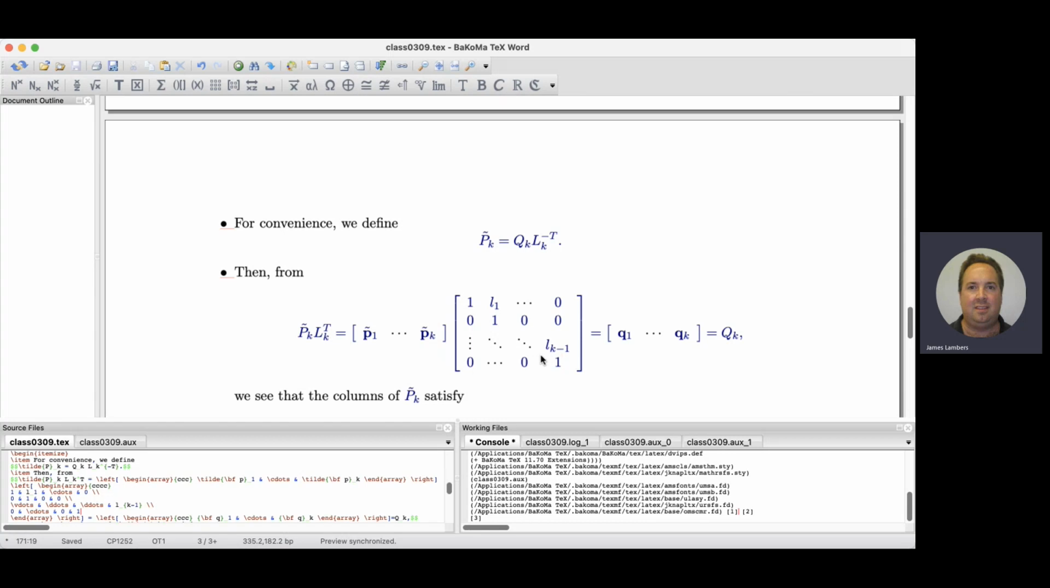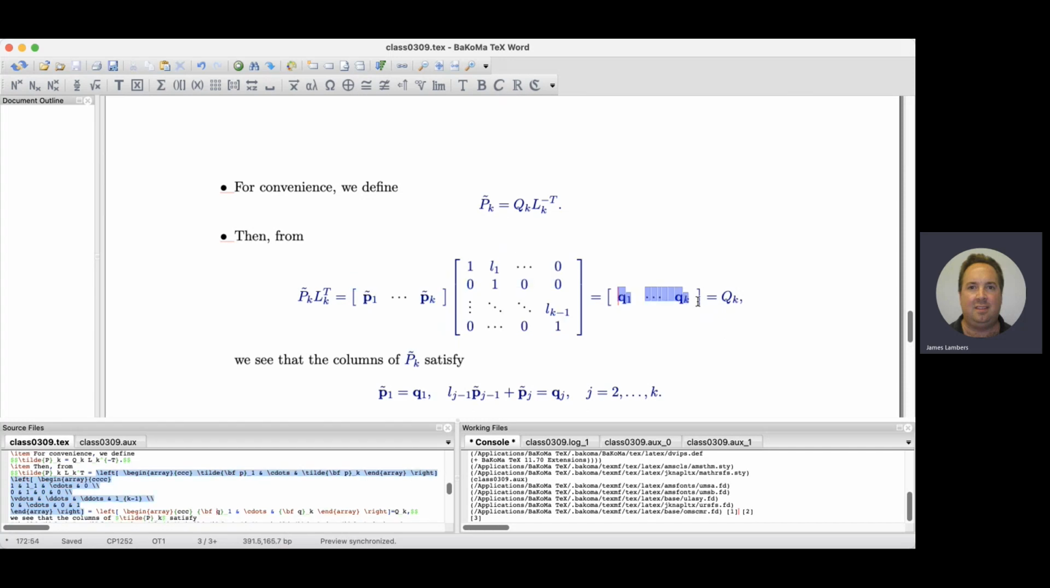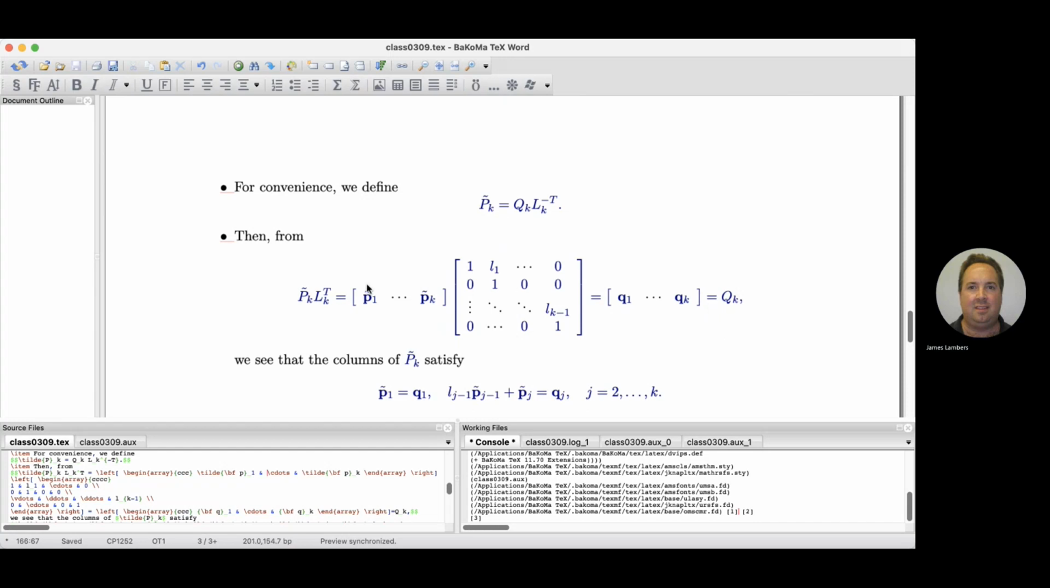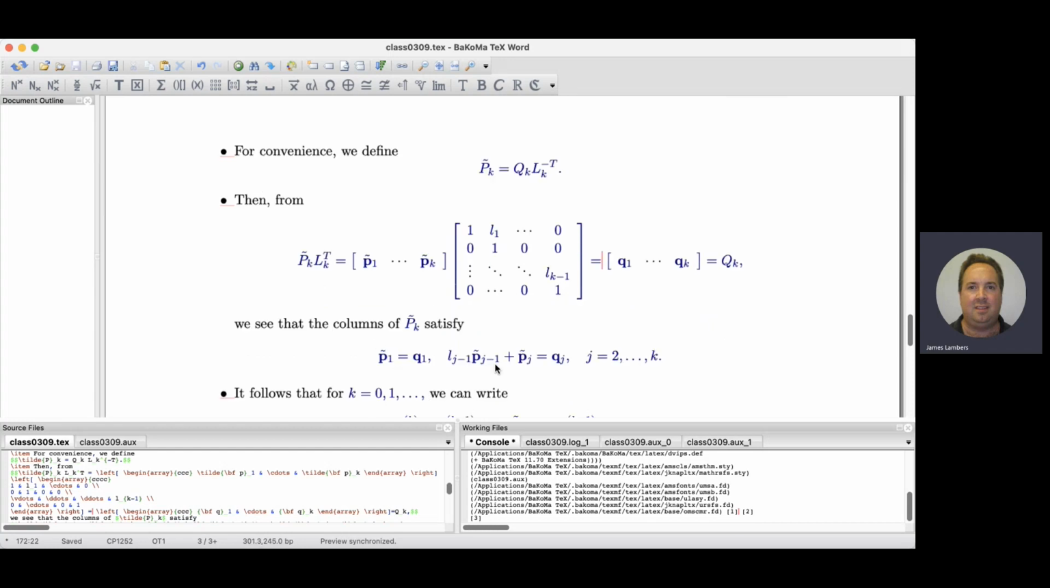Oh, I want to point out, in the book, there's a typo. There's a transpose up here that shouldn't be there because this matrix has already been transposed. And that would be equal to Q_k, which has this column partition here. So now, because of the nice structure of this matrix being bidiagonal, if I write out this matrix equation column by column, then I get the following. P_1 tilde is just Q_1. And then I have this linear combination of only two columns of this matrix equal to Q_j.